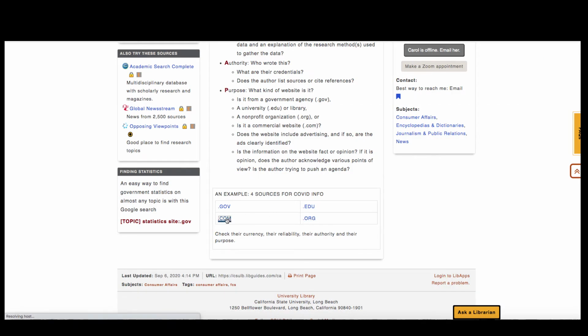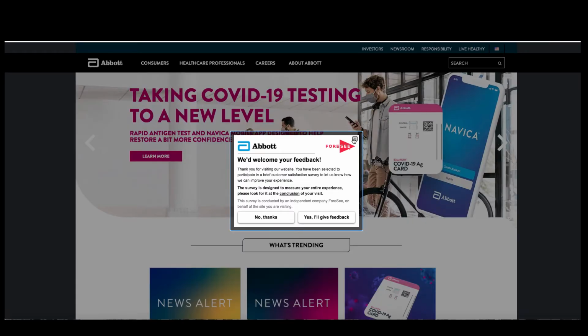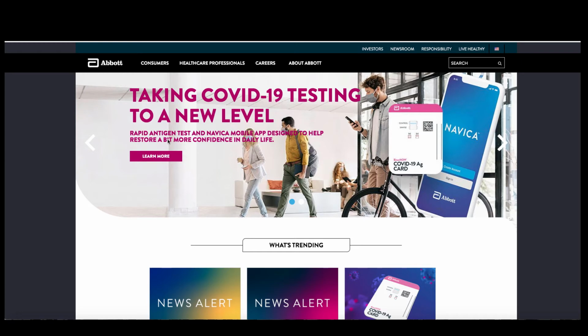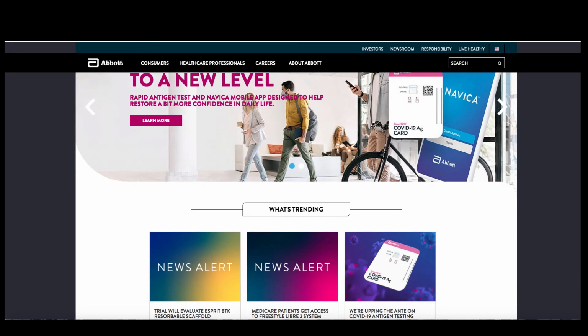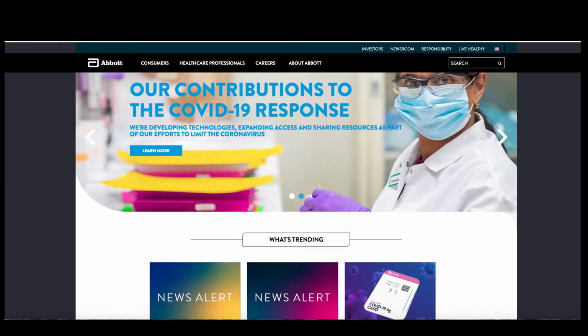The next we're going to go to is .com. And this is Abbott Laboratories. And this is a drug company that is trying to make, they're big in COVID testing. I don't think they're also big in vaccines. But they're a for-profit company. So you have to be careful here.